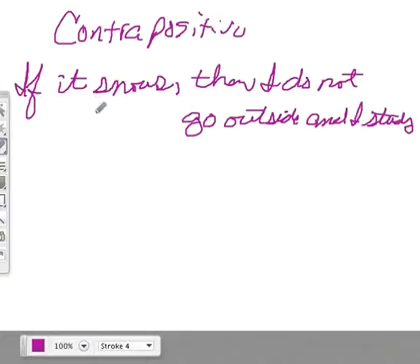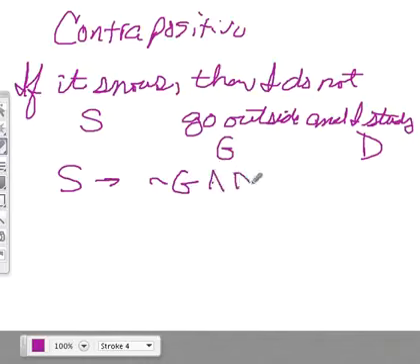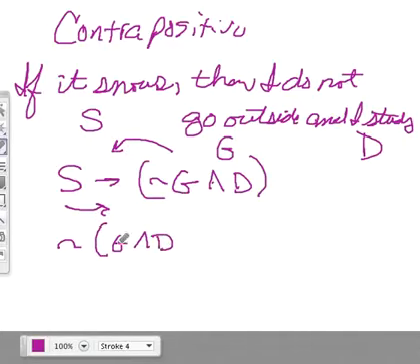All right, let's put some letters here. How about S for snows? Do not go outside, G. And I study, I'm just going to put D for study. Okay. So if it snows, then what? I do not go outside, and I study. Now, what would the contrapositive be? The contrapositive would be the antecedent and the consequent swapped, and both of them negated. So not (not G and D) implies not S.